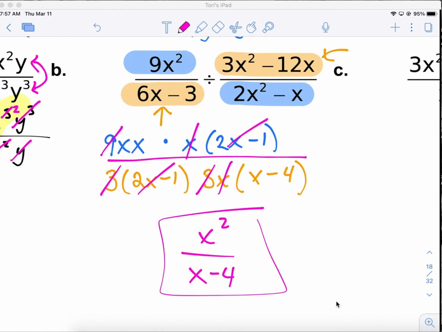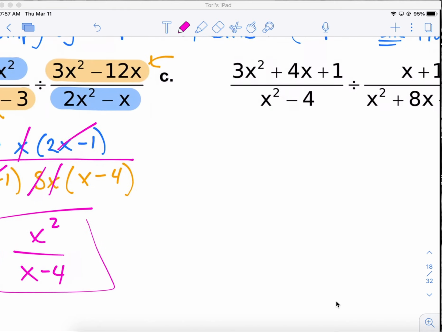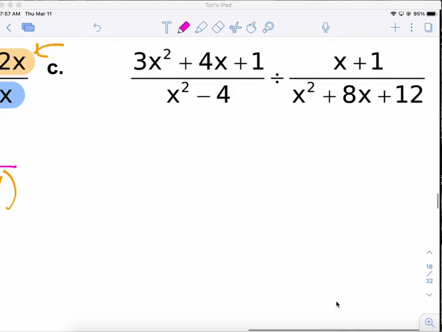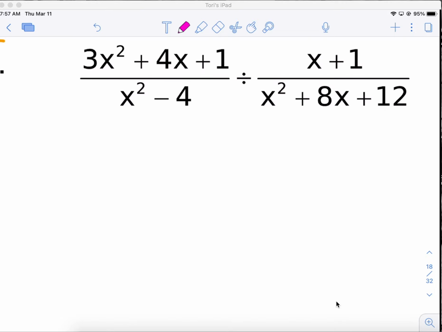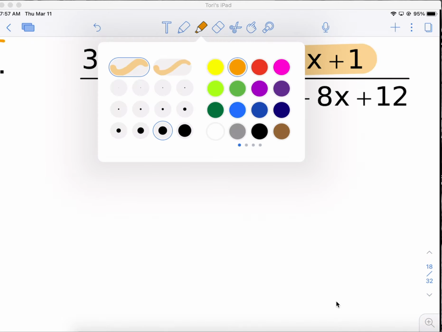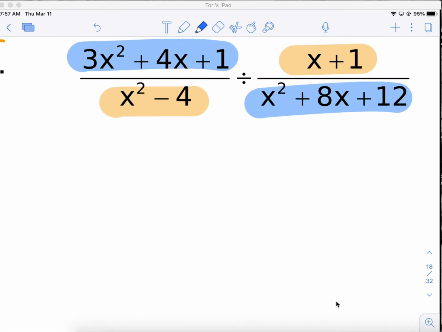All right, we got one more. I'm going to do C the same way I did that middle one, so I'm going to flip as I write down my first step. So the oranges are going to go on the bottom, the blues are going to go on the top, and I'm going to start with a long fraction line. Okay, switching it to multiplication.